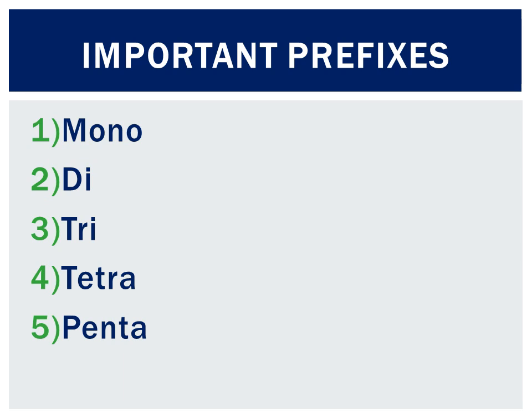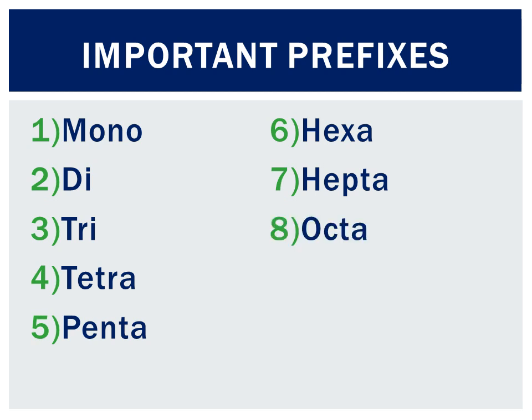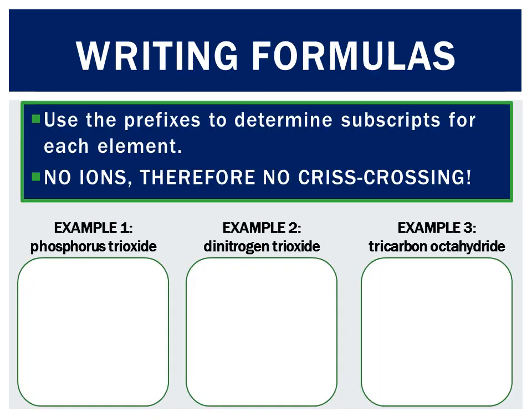5, penta, like pentagon, 5. 6 is hexa. 7 is hepta with a P. 8 is octa. Remember our octet rule needed 8 electrons. There's that prefix again. 9 is nona. And 10 is deca. We will use these when we're writing formulas and naming compounds.